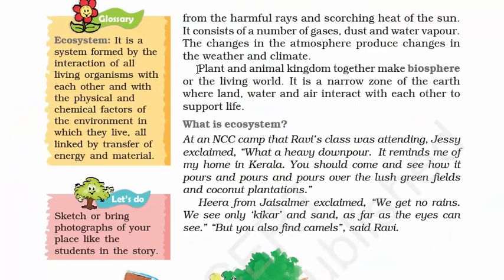Let's put a little more emphasis on the term biosphere. Plant and animal kingdom together make the biosphere, or the living world. It is a narrow zone of the earth where land, water and air interact with each other to support life. I'm sure there will be a question based on this because I've faced this question in many exams. So remember this very clearly. Plant and animal kingdom together make the biosphere. Land, water and air interact with each other to support life. That point where these three interact is called the biosphere.